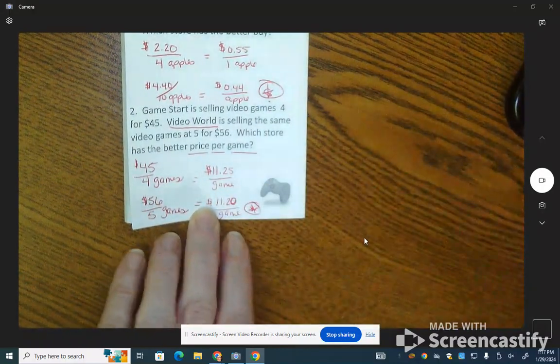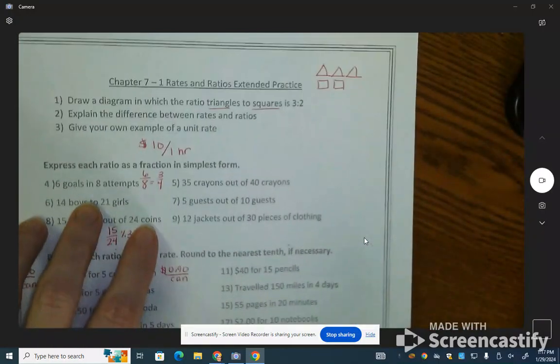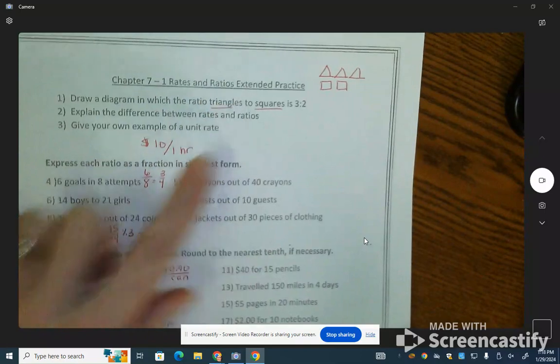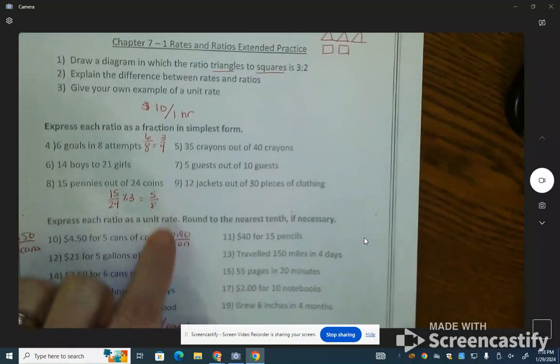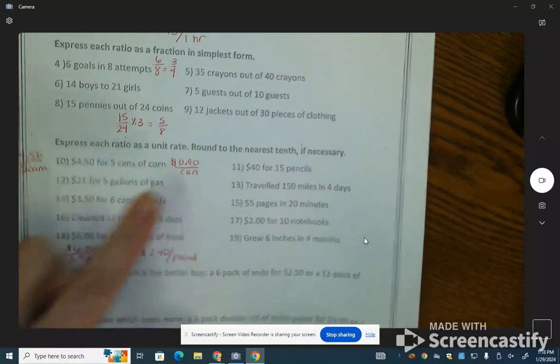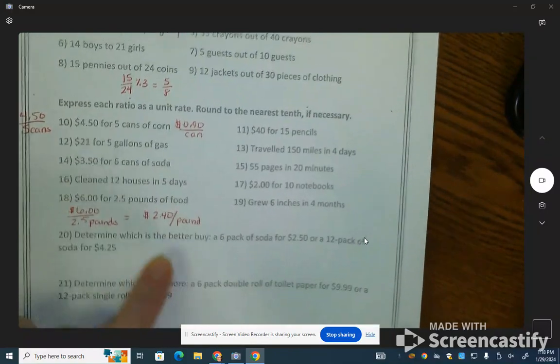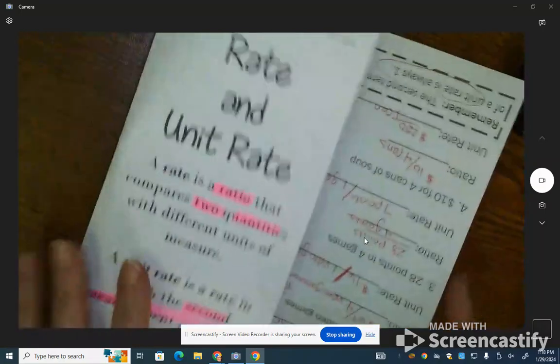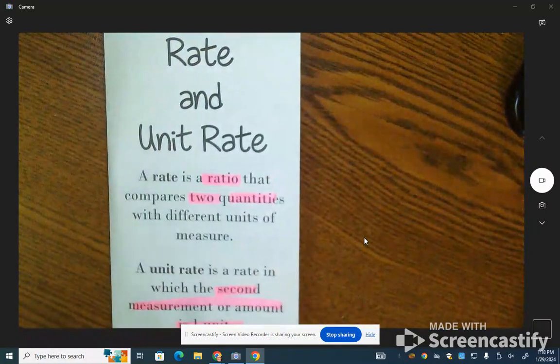Okay? Now you're going to use this handout to go on and do our next activity, which is your rates and ratios. You're going to put them in simplest form. You're going to find unit rates. You're going to find better buys. Every example that I just did here in this handout, you are going to do in your homework for today.